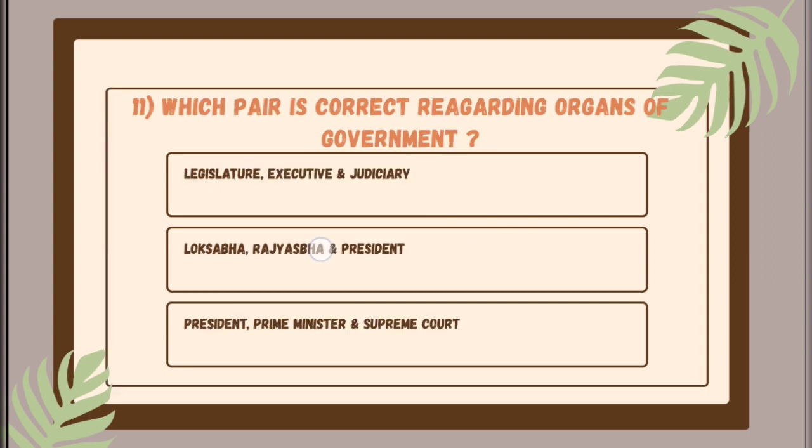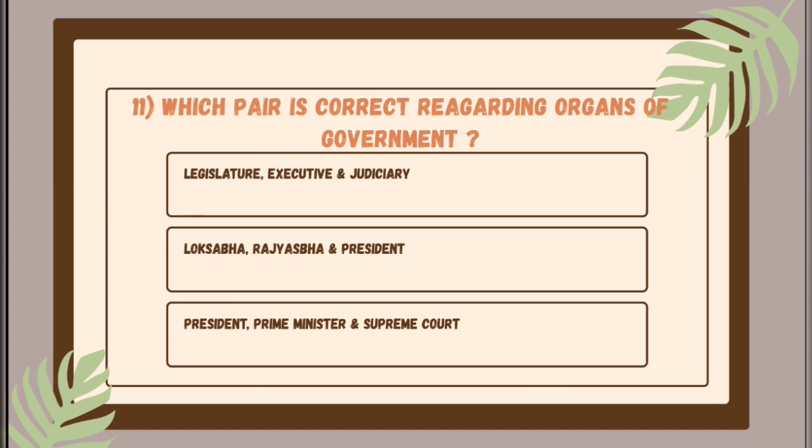Okay, go to the next question, question number 11. Which pair is correct regarding organs of government? The options are: option A, legislature, executive, and judiciary. Option B, Lok Sabha, Rajya Sabha, and president. And option C, president, prime minister, and Supreme Court. The correct answer is the pair legislature, executive, and judiciary, which is the correct pair regarding organs of government.